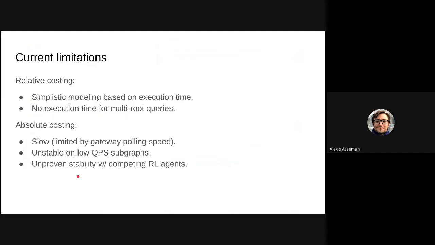For the absolute costing, it's pretty slow because of that 2-minute wait that we have with the gateway. It's somewhat unstable on low queries per second subgraphs. We're working on a mitigation for this to not have the reinforcement learning running on low queries per second subgraphs, because there isn't much to learn anyway, and there's probably not much money to be made anyway. So you might as well set a reasonable price such that you can still deliver a good quality of service.